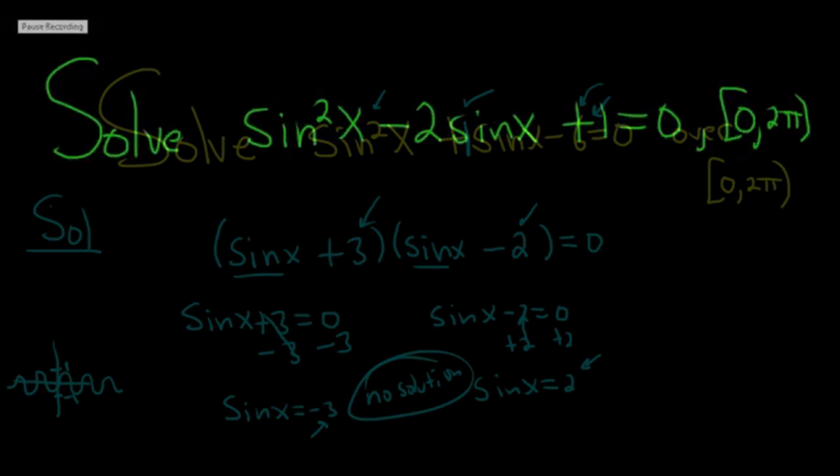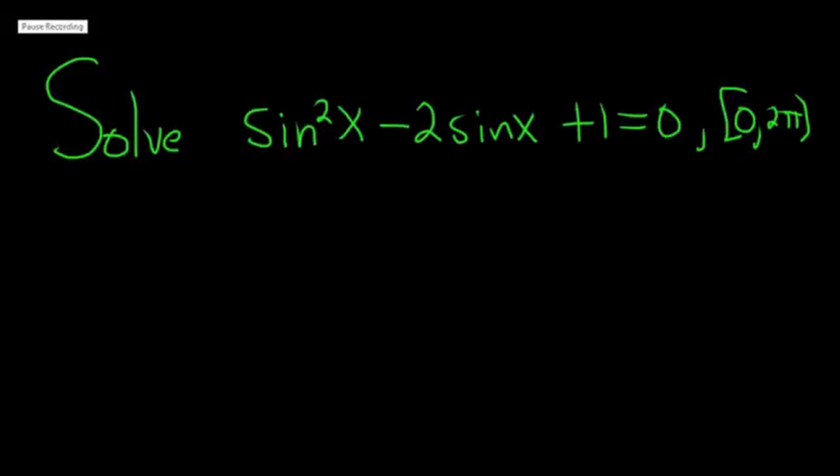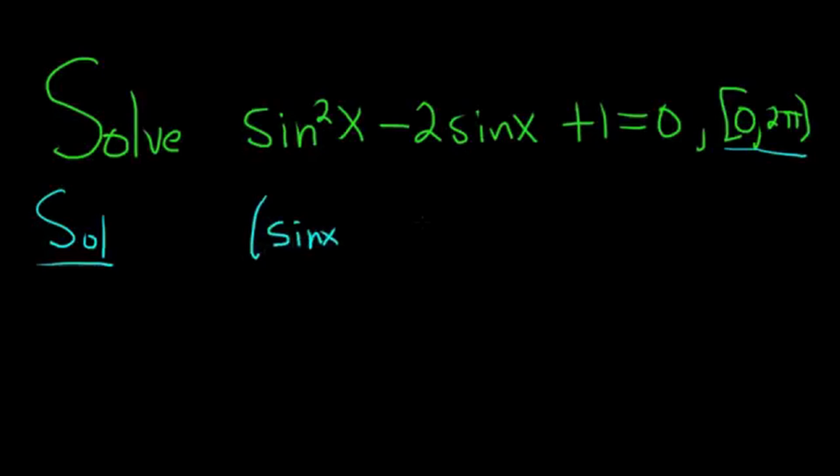That's it. Solve sine squared x minus 2 sine x plus 1 equals 0, all over the interval 0 to pi. Solution. So we should be able to factor this, and if it does factor, it should look like this. Sine x, in parentheses, sine x, in parentheses, equal to 0. And the reason is, when you multiply sine times sine, you get sine squared.